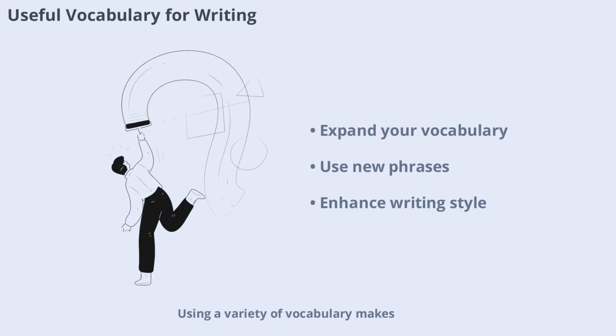Using a variety of vocabulary makes your writing more interesting and precise. Learn words and phrases for giving examples, comparing, contrasting, telling stories, describing processes, and stating opinions. Practice using these in your paragraphs to improve your writing style.